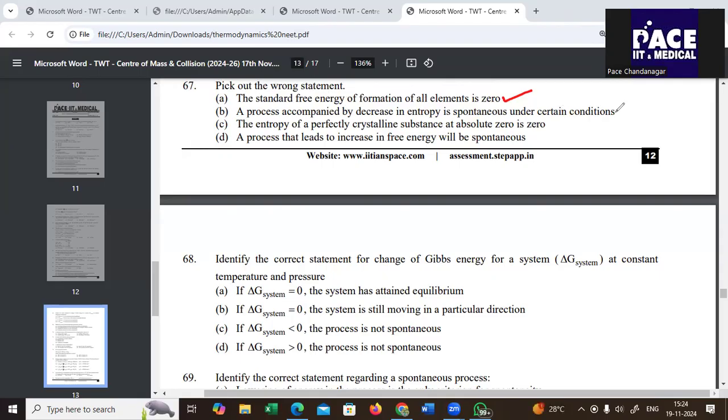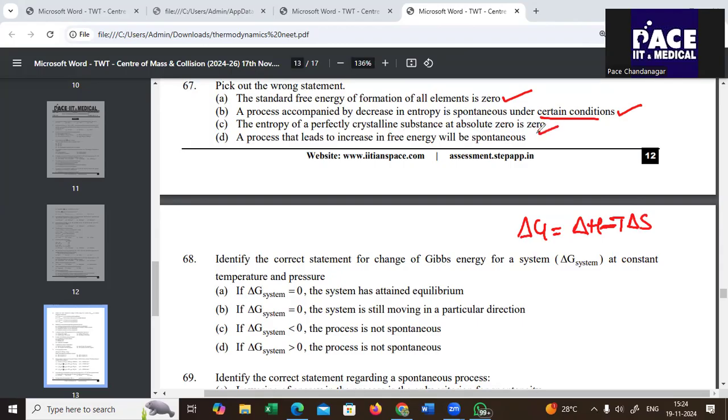Process accompanied by decrease in the entropy is spontaneous under certain conditions. Yes, decrease in the entropy, which means delta G is equal to what? Your delta H minus T delta S. So delta S is lower, then obviously temperature is the one which is going to decide if it is positive or negative. So if you have a negative value for G, then it is spontaneous. So definitely under certain conditions, right. Then entropy of a perfectly crystalline substance at absolute zero is zero.